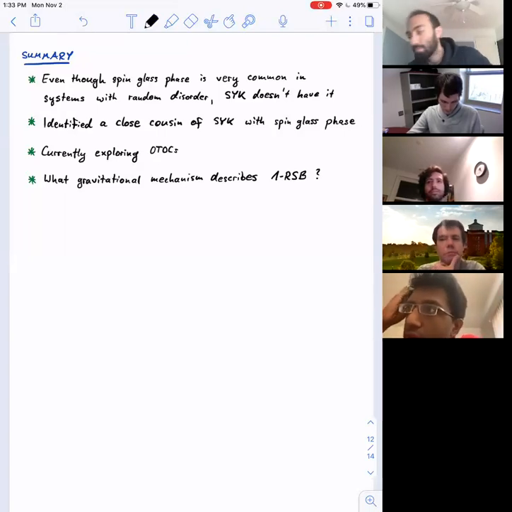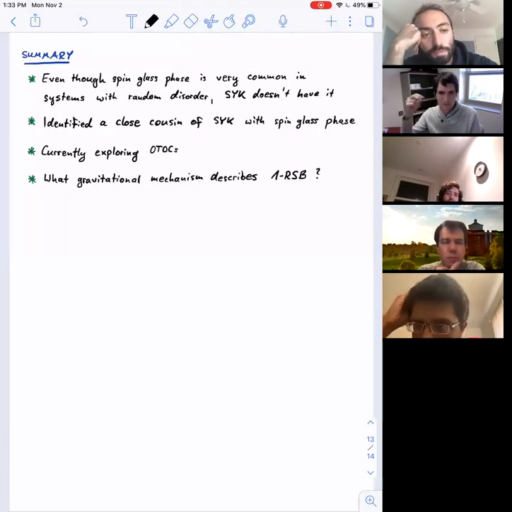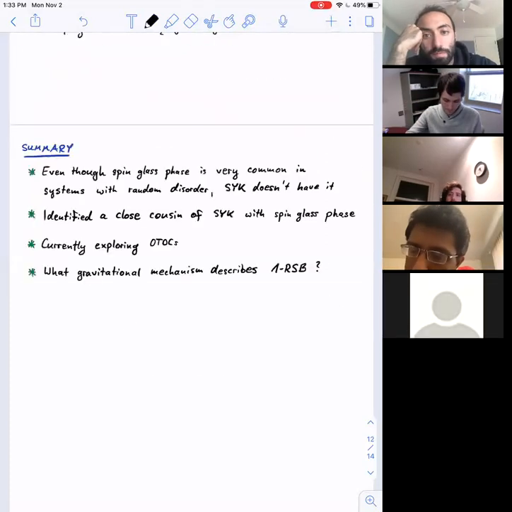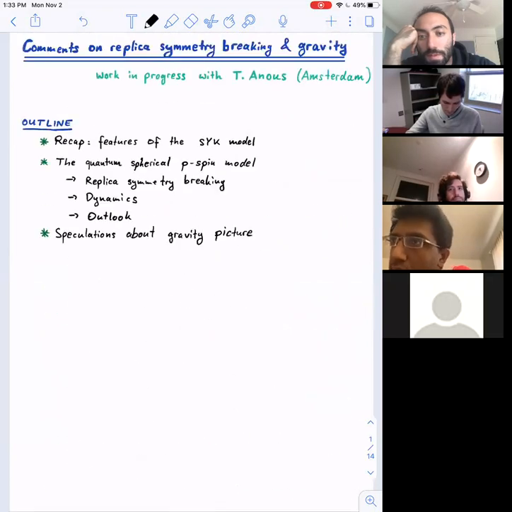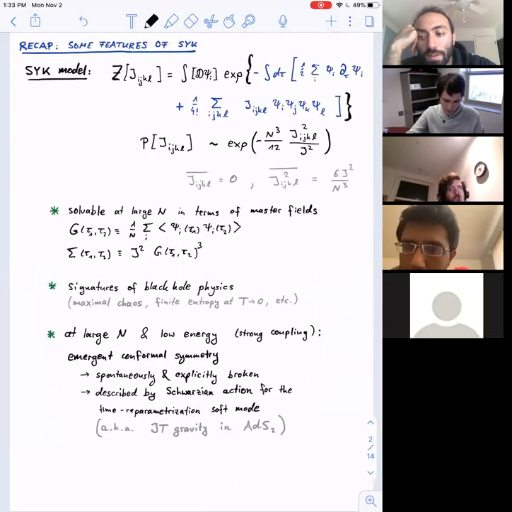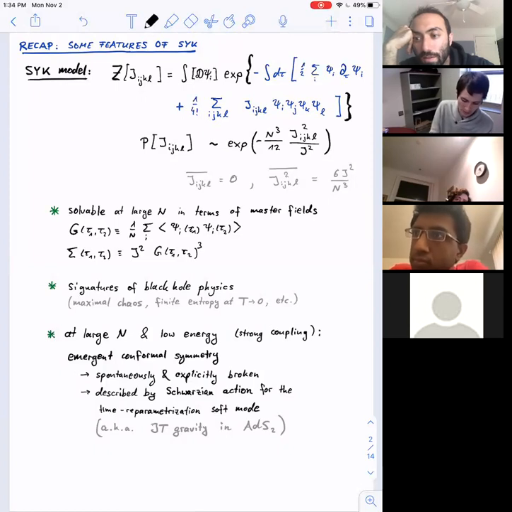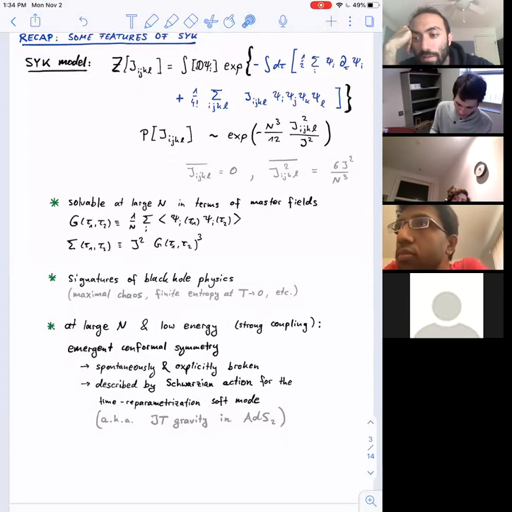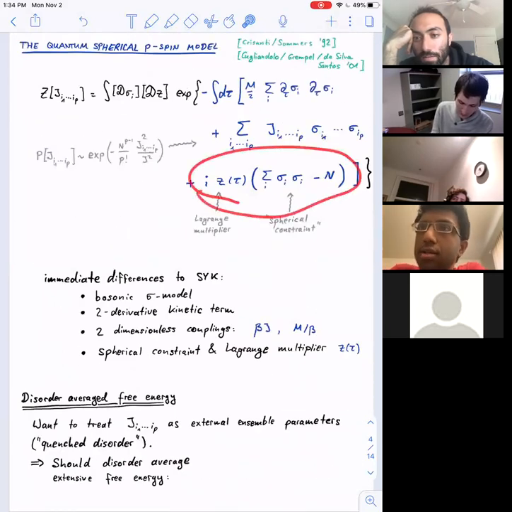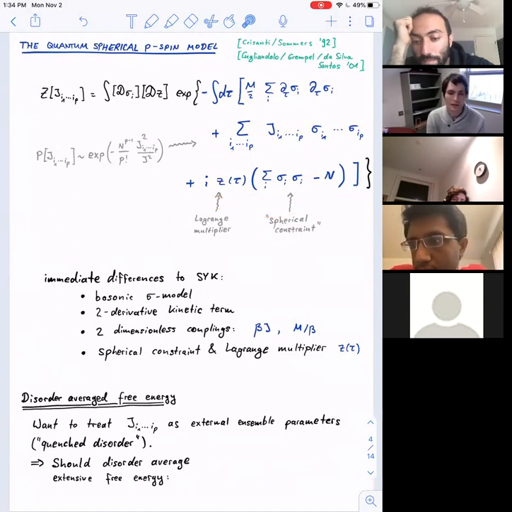So in the action for the SYK, you had a constraint term, right? Is there any gravitational analog for this constraint term? Because usually in the wormhole geometries, the saddle points that dominate are the completely disconnected one or the completely connected one. So if you have to move away from these trivial ones, is there anything you have to introduce, like a constraint? In SYK, there is no constraint. I think you're talking about this spherical constraint. Yeah, that we have in the quantum spherical model.